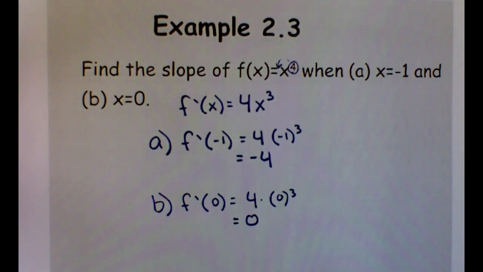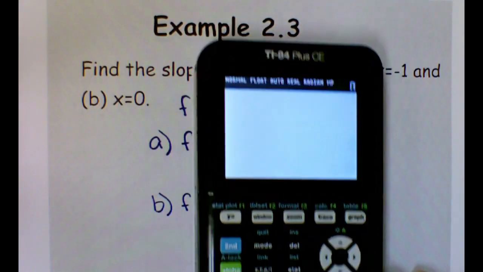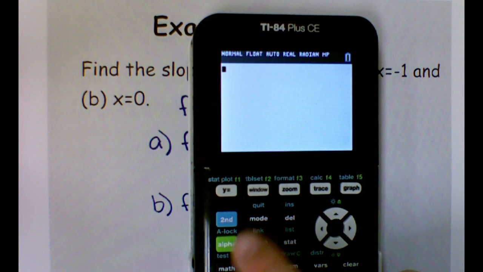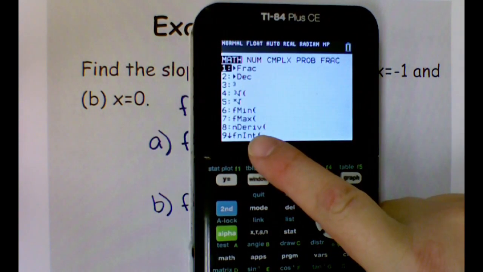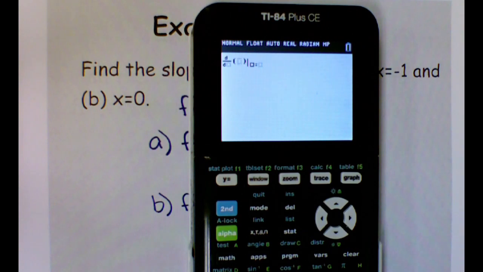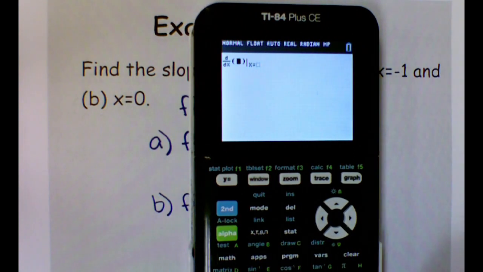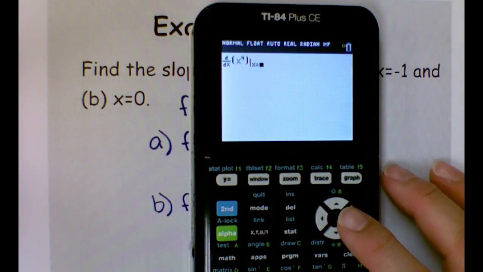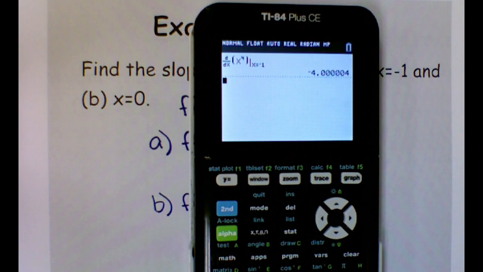I also want to take a moment to talk about your calculator, because in your calculator you can do this very, very easily. On your calculator, you're going to hit math, and in math you'll see this nDeriv option, number 8. You choose that. Then you type in d/dx, derivative with respect to x. Then we type in our function, which was x to the 4th power. And then we go over to x equals, well, if x equals negative 1, type that in, and look at that, negative 4.